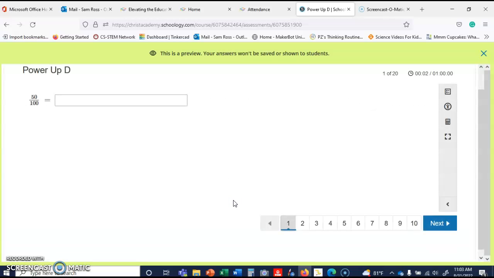And then you open it, and basically, let's see if it'll let you go back to the directions. I don't know. Accessibility, there's the calculator, full screen. What's that say? Expand the menu. Okay. We are reducing these fractions. So let me go ahead and show you what that looks like.